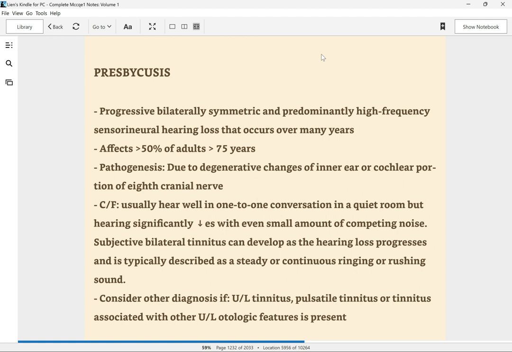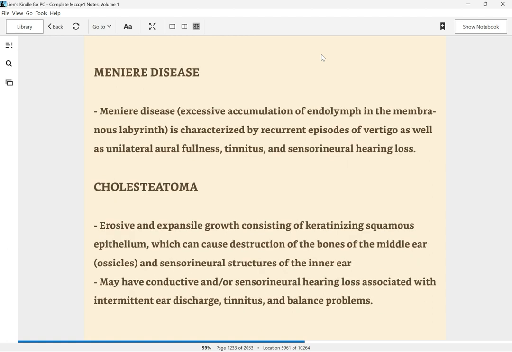Subjective bilateral tinnitus can develop as the hearing loss progresses and is typically described as a steady or continuous ringing or rushing sound. Consider other diagnoses if U/L tinnitus, pulsatile tinnitus, or tinnitus associated with other U/L otologic features is present. Meniere disease, excessive accumulation of endolymph in the membranous labyrinth, is characterized by recurrent episodes of vertigo as well as unilateral aural fullness, tinnitus, and sensorineural hearing loss.